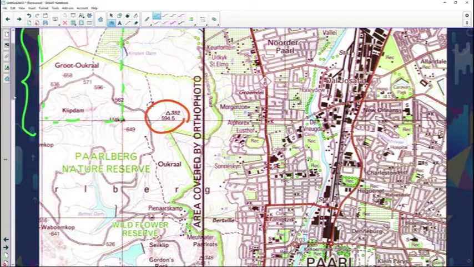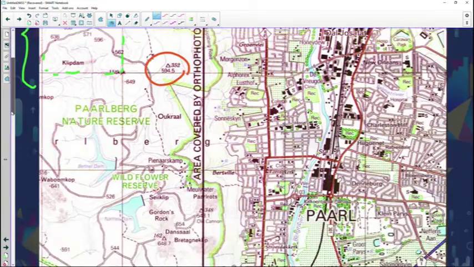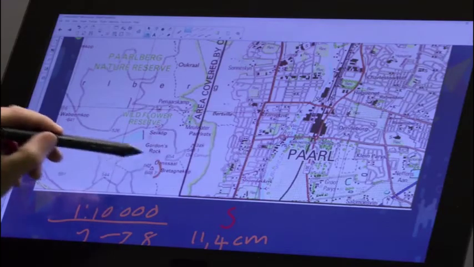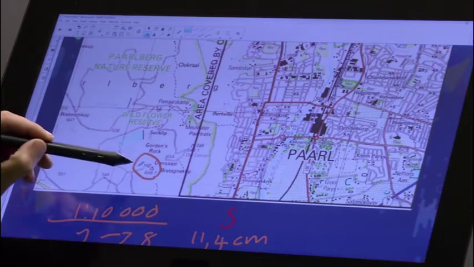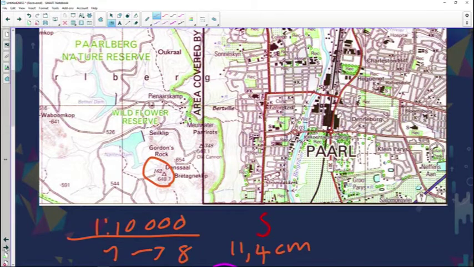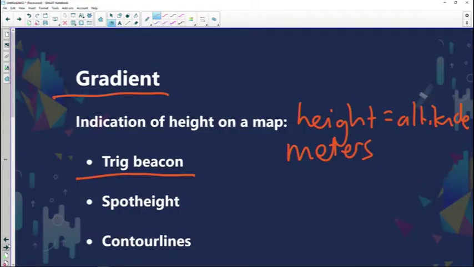If I can use another example quickly on this map. Over there, you can see the bold italic number is trig beacon 162. That's the trig beacon number, and the actual height, the altitude above sea level, is 648.7 meters in altitude. Now, our second reference that we use to represent height is a spot height.